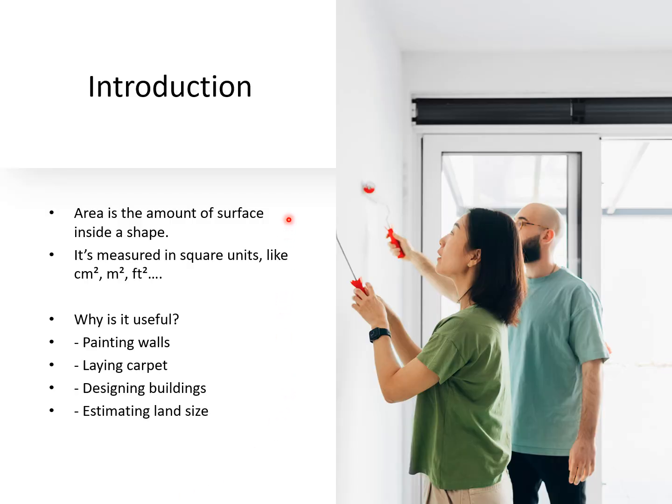Knowing the area of a surface is very important. If you're painting walls, laying carpet, designing a building, estimating land size, these are just a few practical examples, plus there's also math class. And so your units are always going to be some form of squared length. It can be a centimeter squared, a meter squared, a foot squared, inch squared, nanometer squared, whatever it turns out to be, whatever dimensions you're using.